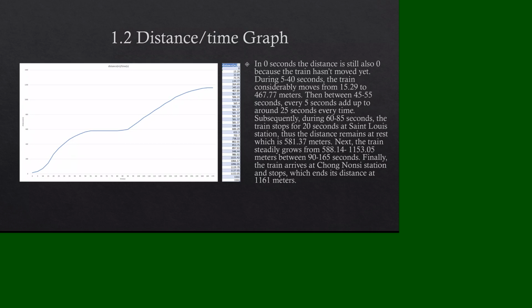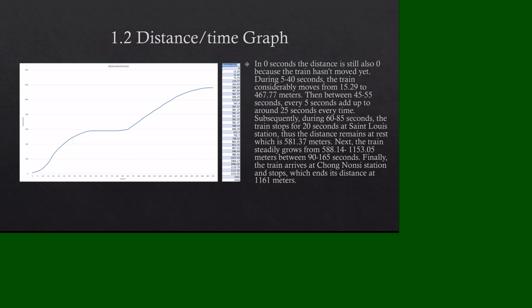At 0 seconds, the distance is also 0 because the train hasn't moved yet. Then, up to 40 seconds, the train considerably moves from around 15 to 468 meters. And between 45 to 55 seconds, every 5 seconds adds up to around 25 meters every time.